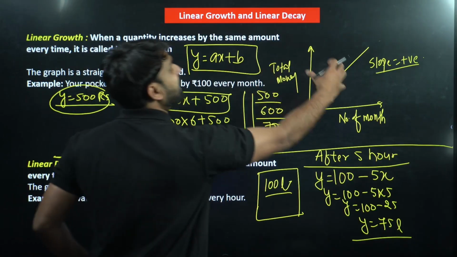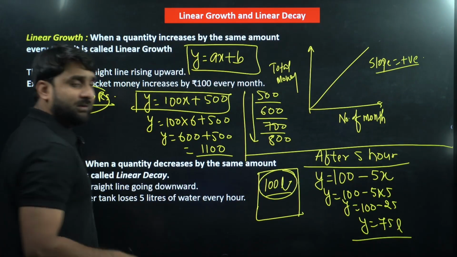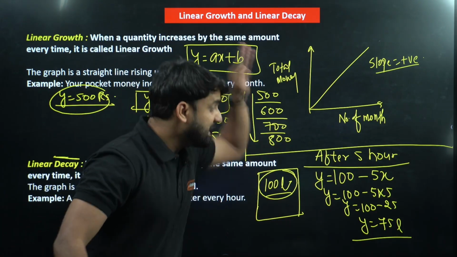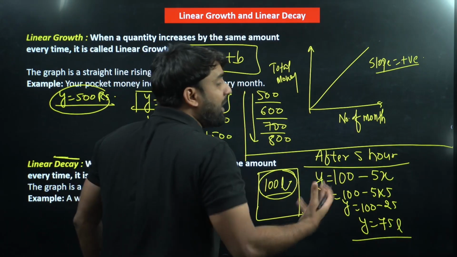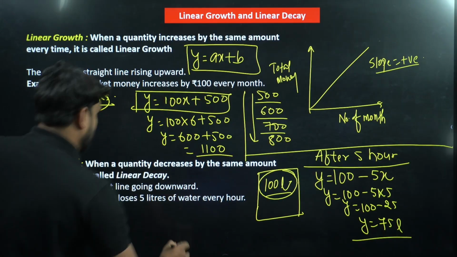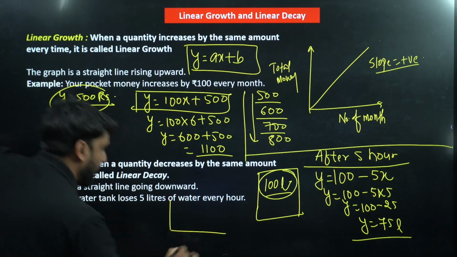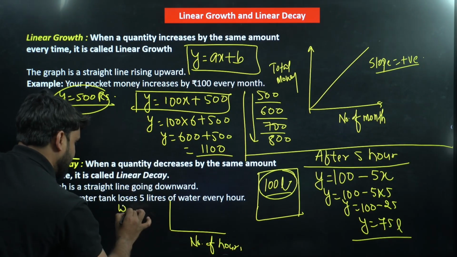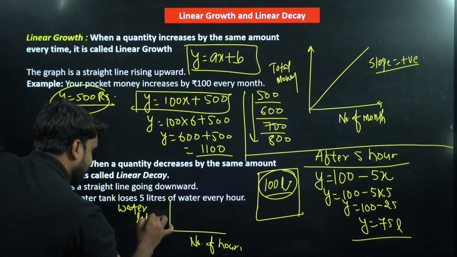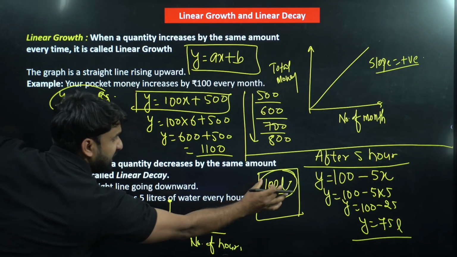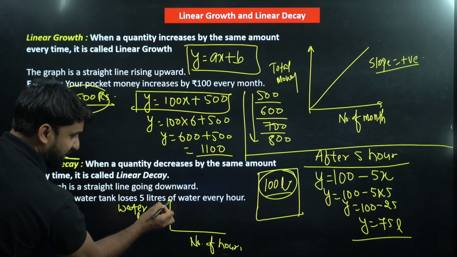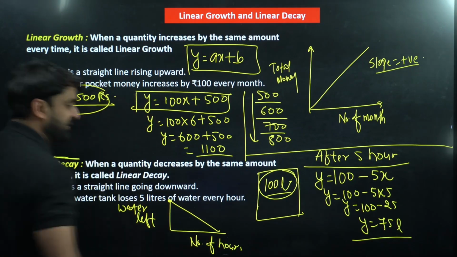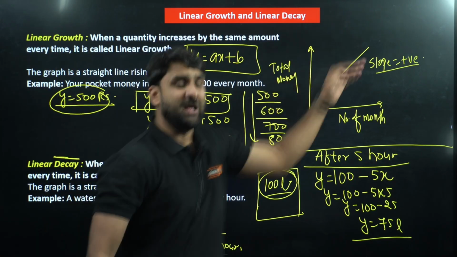Now if you plot the graph, initially the amount of water was high, and with increasing hours, 1 hour, 2 hours, 3 hours, the amount of water is decreasing. So how will the graph look? Let's take the number of hours on the x-axis and the water left on the y-axis. Initially the tank was filled with 100 liters, so this will be the value, and with the passing of hours, the amount of water is decreasing. So the graph will look like this.